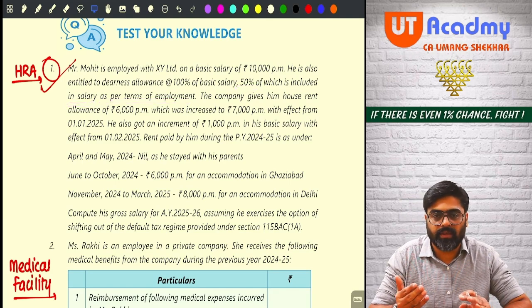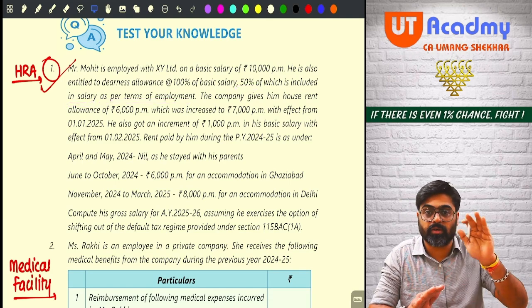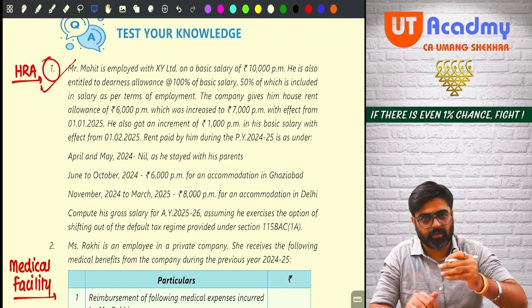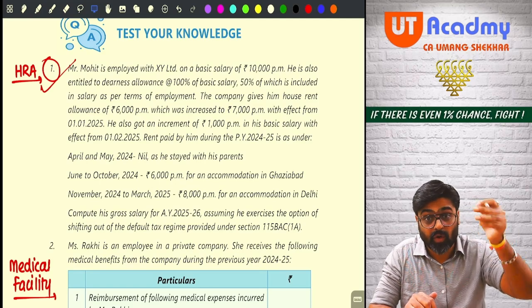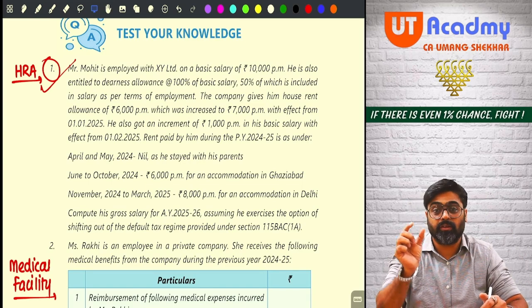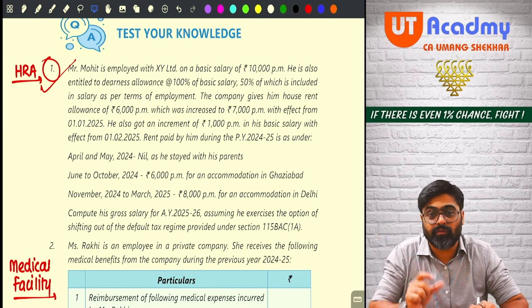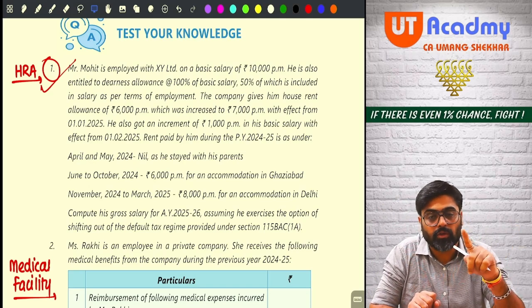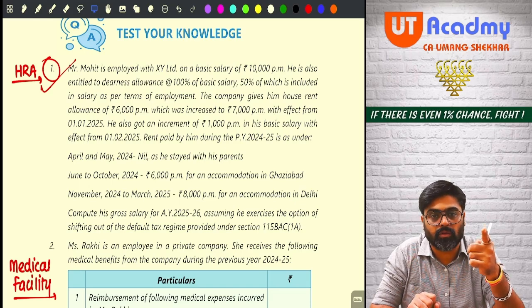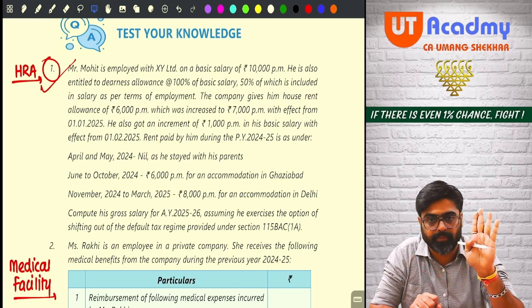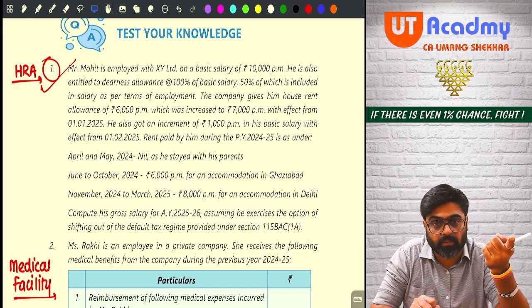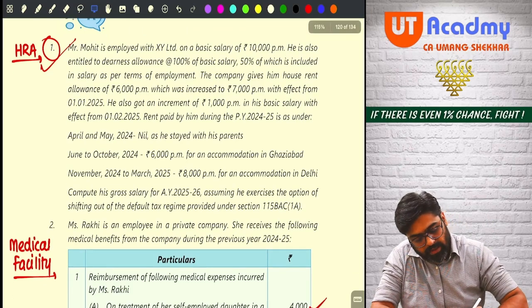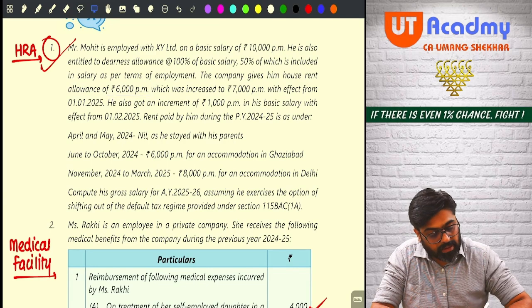Meaning that whatever basic you are getting, 100% of that you are getting as DA, of which 50% is included in terms of employment, and the balance 50% is not in terms. So if salary is 10,000, 100% of 10,000 will be 10,000. So you are going to get 10,000 rupees DA, of which 50% is in terms and 50% is not in terms. Okay. Next one.